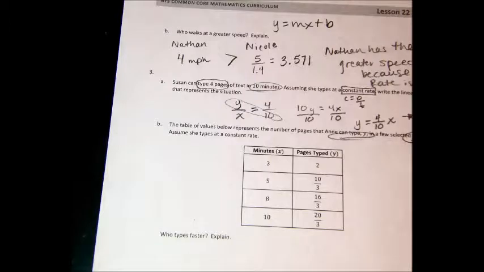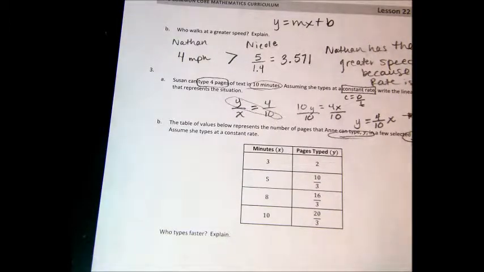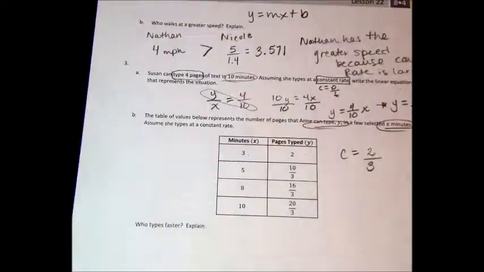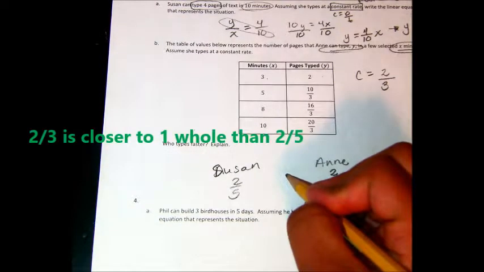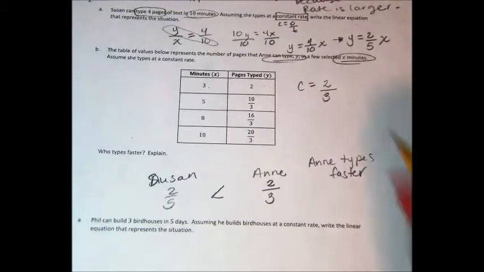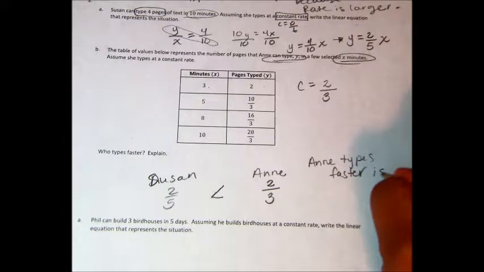All right. So I'm going to choose any distance over 3 minutes. Who is faster, aka which ratio is greater? Would you rather have 2/5 of something or 2/3 of something? I'd rather have 2/3 of something. So Anne types faster because 2/3 is greater than 2/5.